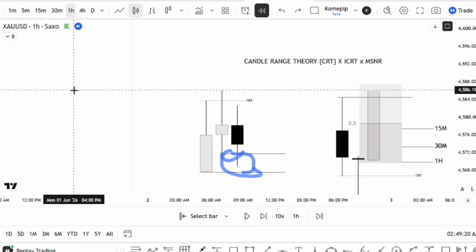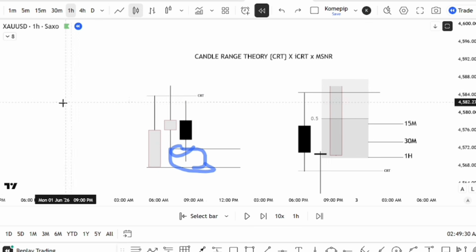Okay, so price will either manipulate, or it will retrace, or it will expand. Those are the 3 major things that price does.